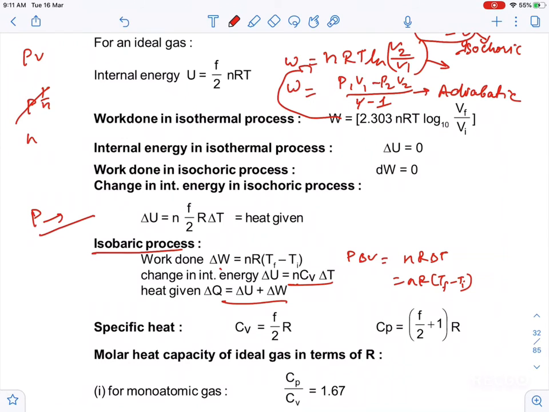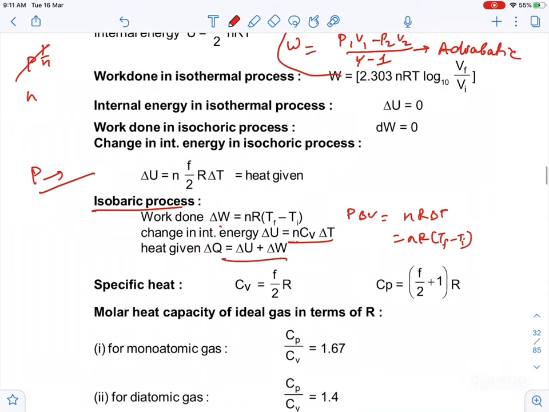Now guys, one thing I want to tell you: in an isobaric process pressure remains constant, so you can write delta W as nR delta T, which we got from P dV. P dV can be written as nR dT. So that is nR (T final minus T initial). That's why this is written here.